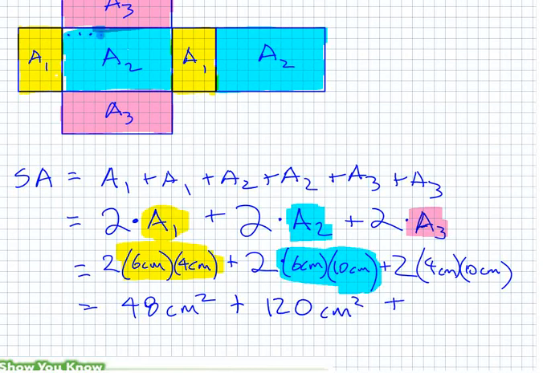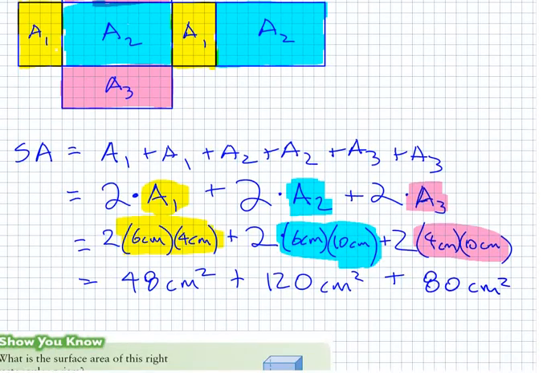1, 2, 3, 4, and you count it up, right? And then if you want to do the last one, okay, the 2 pink ones together, how much are the pink ones? Each one of them is 40 centimeters squared. So we're going to have 80 centimeters squared.